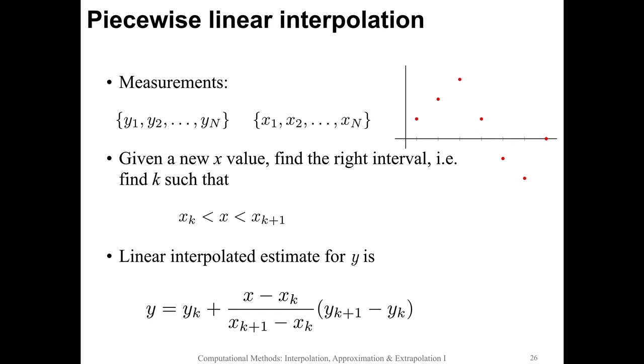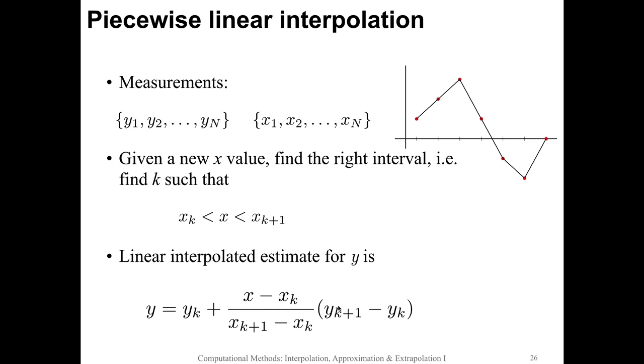And then the linearly interpolated estimate for y is just the straight line function joining xk and xk plus 1. So if we look at the bottom equation here, this is just the equation of a straight line between xk and xk plus 1.